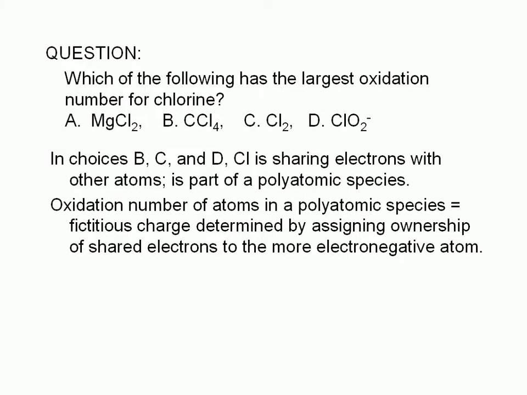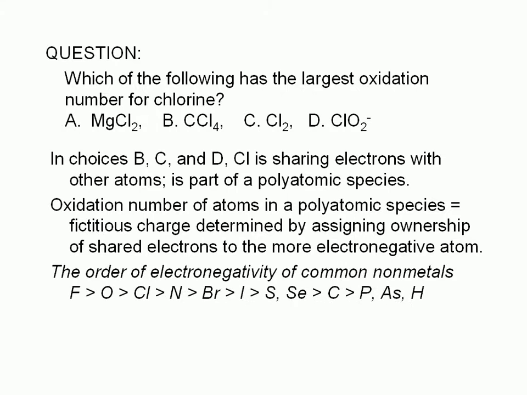For the nonmetals that we commonly encounter, here is the order of electronegativity. Fluorine is the most electronegative, followed by oxygen. In general, within a given row in the periodic table, electronegativity increases towards the halogens. So in row 2, fluorine is the most electronegative. In row 3, chlorine is the most electronegative.